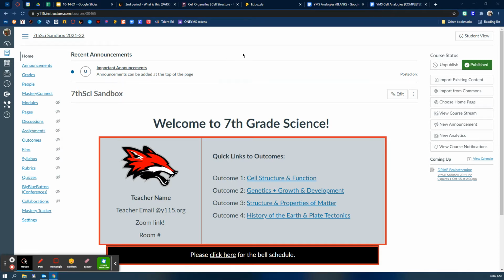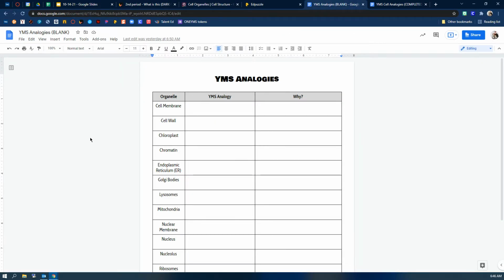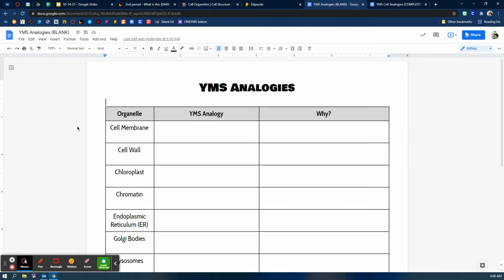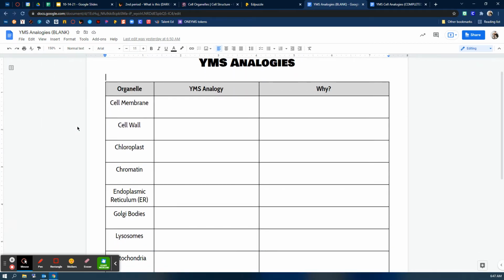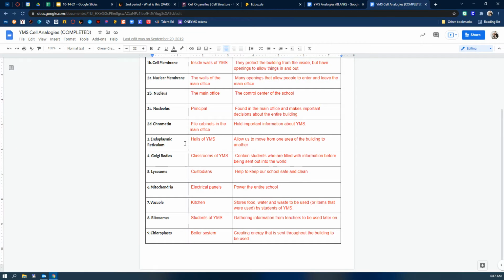Yesterday, after we finished up our quiz, we started working on YMS analogies. They looked like this. We were talking about how YMS compares to a cell. Some of you chose to do this electronically, others of you chose to do this on paper. First thing you need to do today is finish this up. So when you're finished, it should look like this.